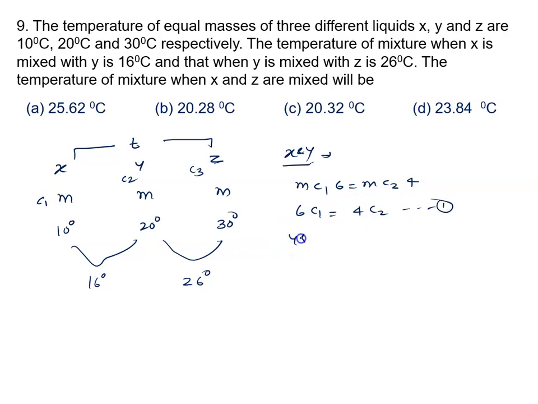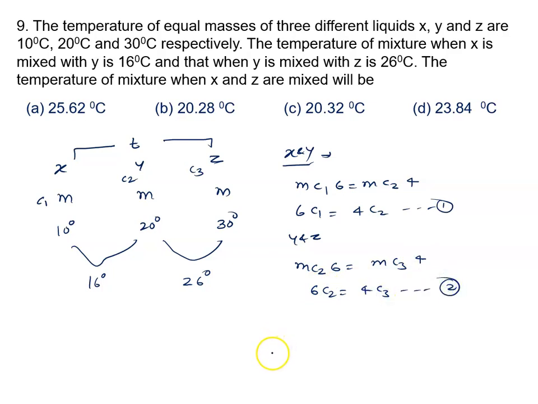Similarly, we will mix Y and Z. Again MC delta T. So M C2 delta T is 26 minus 20 is 6. M C3 delta T is 30 minus 26, 4. So what we can say, 6 C2 is given by 4 C3. This is equation number 2.